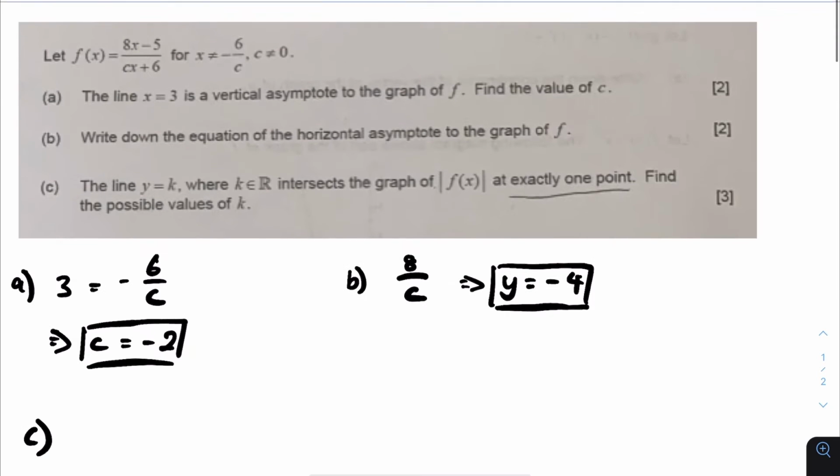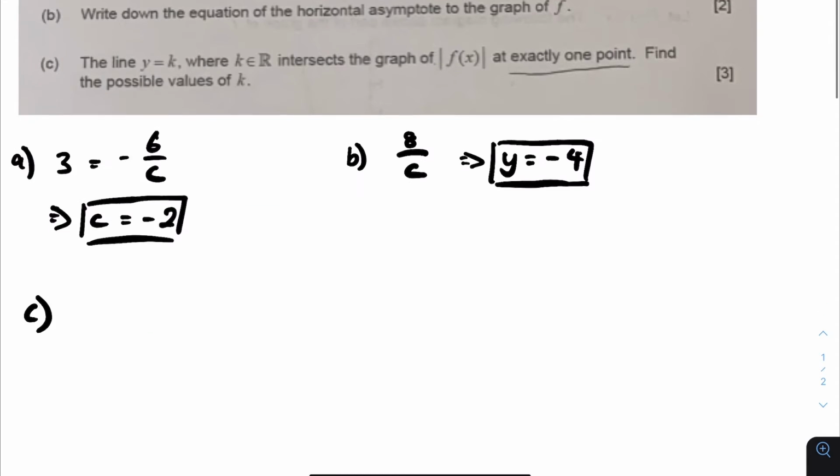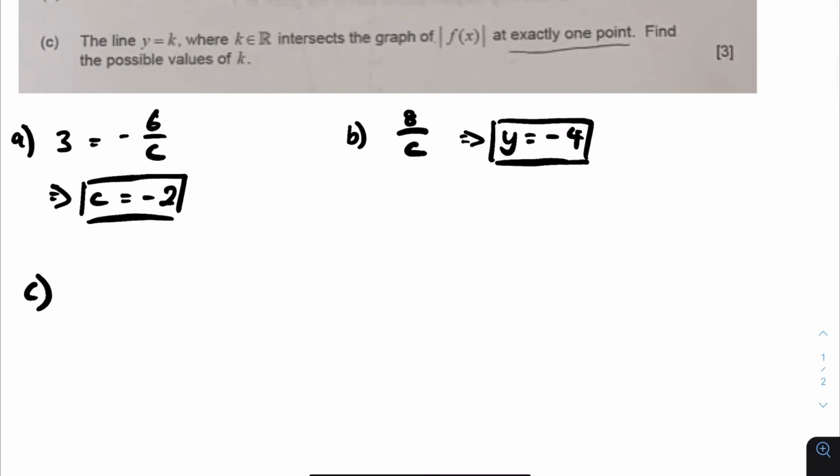Part C is a little more interesting. So the line y equals k, where k is a real number, intersects the graph of the absolute value of f of x at exactly 1 point. Find the possible values of k. So we know that the absolute value function makes everything that's in it positive. So even if f of x in here was negative, the whole thing would still become positive and have the same value. So that's why there are two equations that we can construct. So k is equal to f of x and k is equal to negative f of x, and those will give us the two solutions.